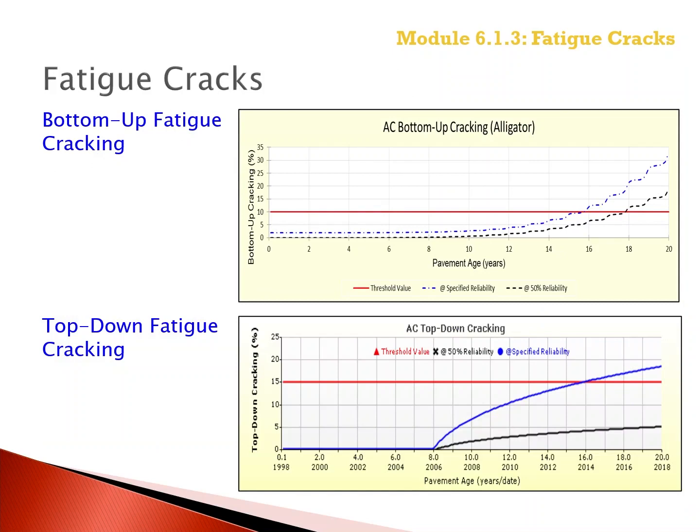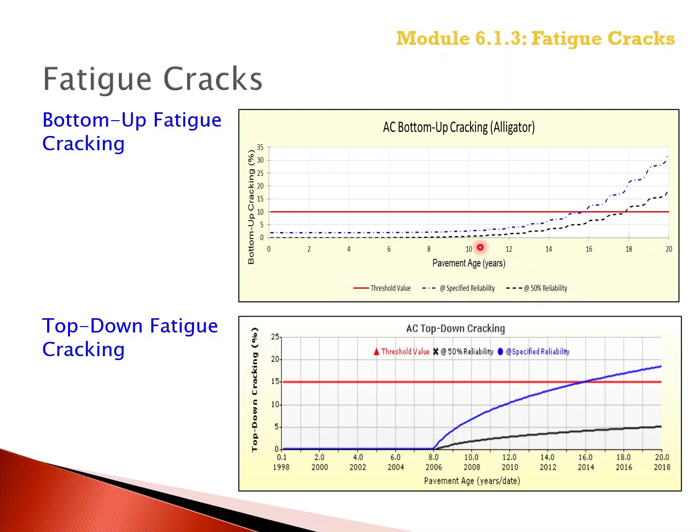In summary, it is difficult to determine if the alligator cracks are top-down or bottom-up. Top-down cracks are typically longitudinal and increase with the number of load applications, but at a decreasing rate. In other words, they increase with time. They start earlier and start to increase, but at a decreasing rate.